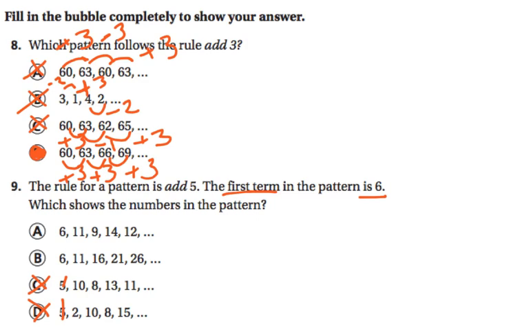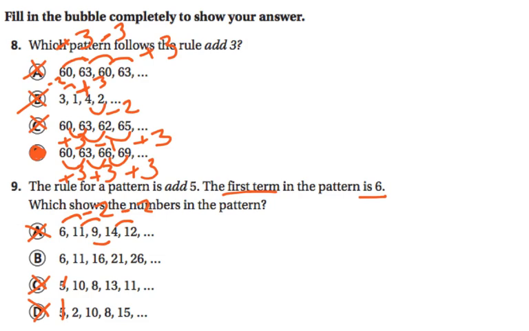So now it's asking me which shows the numbers in the pattern. The rule is add 5. So I want to see that my numbers are increasing by 5 each time. 6 to 11, that increased by 5. 11 to 9, that went down, that decreased by 2. 9 to 14, that increased by 5. 14 to 12, that decreased again by 2. So A is not it.